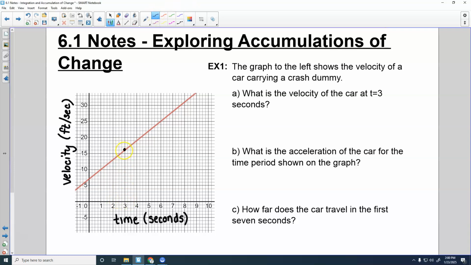16 feet per second. We're just looking at this point right here. Right, this is our graph of velocity. We're going to 3 seconds. We're finding the point, and we're given the y value there. So we would get 16 feet per second.